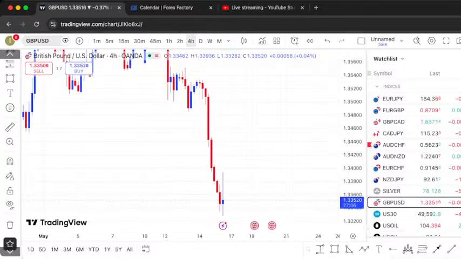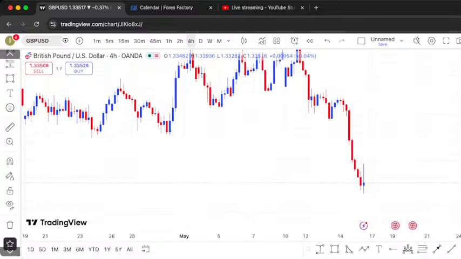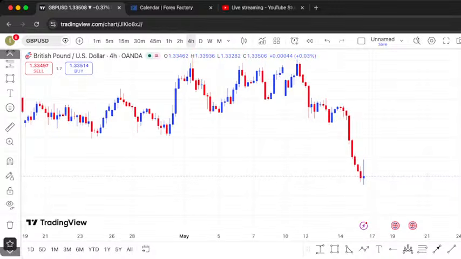Let's analyze and see. So this market has been very, very bearish. If you are in sales, I know you have it very well. If you have been in sales on GBPUSD, I know you are very okay. Now, how should we find an entry on GBPUSD? If you have already taken it, it's still okay.